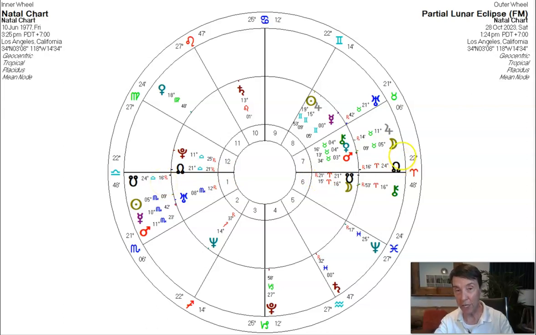Okay, so let's have a little look at how it's affecting this particular chart. It's going across the 7th and the 1st axis. This is the I-thou axis: who I am over here, and how I relate over here to other people, how I get on with others and how I share with others. The 7th house is a relationship house. The sun and the moon are going across this axis, and the moon is in the 7th house.